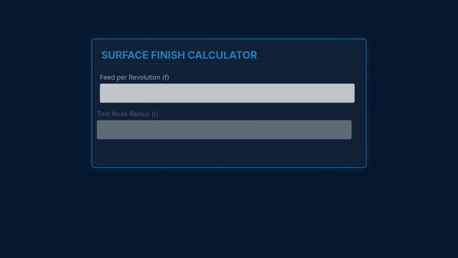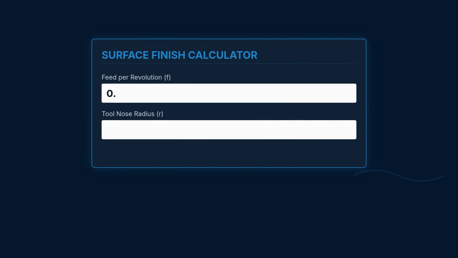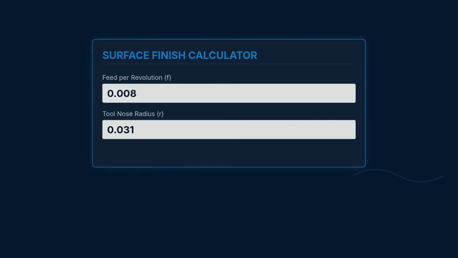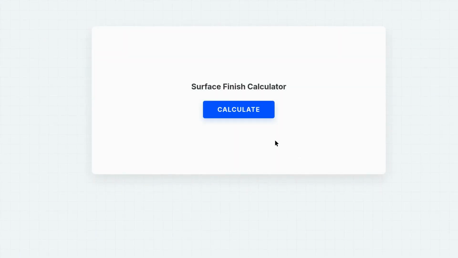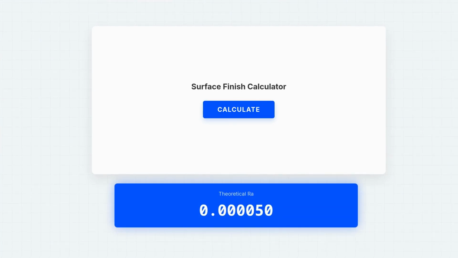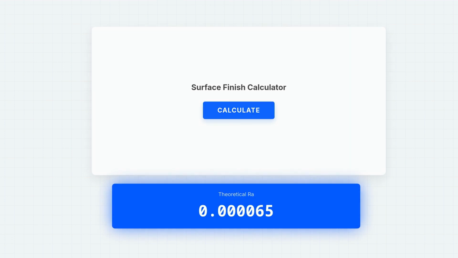Let me demonstrate with a typical example. I'll enter 0.008 for the feed per revolution and 0.031 for the tool nose radius. After clicking Calculate Surface Finish, the calculator provides two critical results. The theoretical Ra shows 0.000065 in the same units as our inputs, representing the arithmetic average surface roughness we can expect.